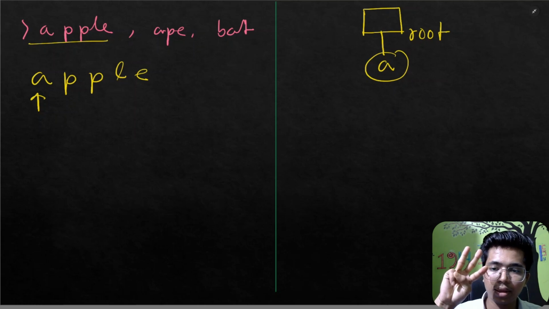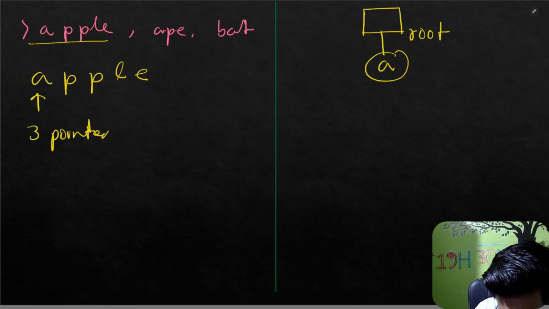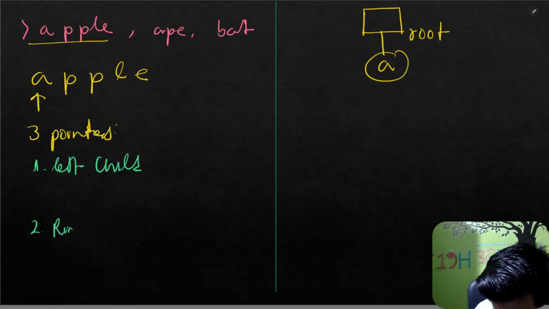It has three pointers: the left child, the middle child and the right child. First, the left child. Second, the right child.